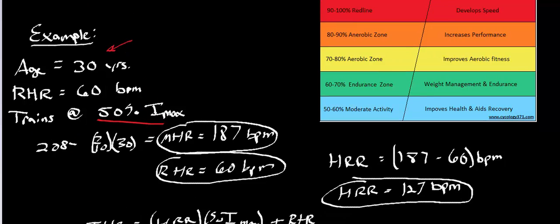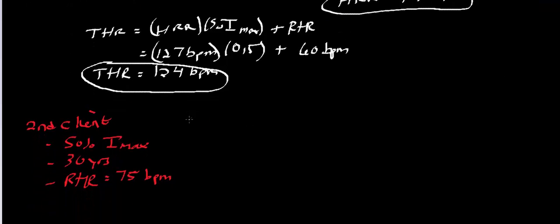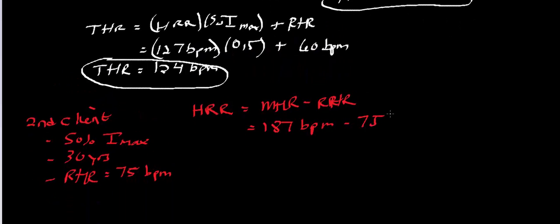So right now, we already know what the maximum heart rate is because that should be theoretically the same. They're also 30 years old. Okay, we're going to find the heart rate reserve. That's equal to the maximum heart rate minus the resting heart rate. So the maximum heart rate was what? 187 beats per minute, minus the resting heart rate. This time we're going to switch it to 75 beats per minute. Let me go ahead and calculate that. So 187 minus 75. I'm getting that this individual's heart rate reserve is going to be 112 beats per minute.